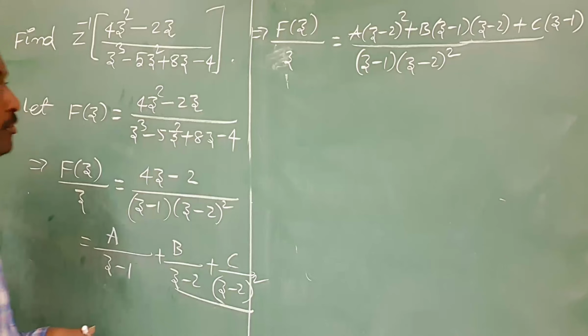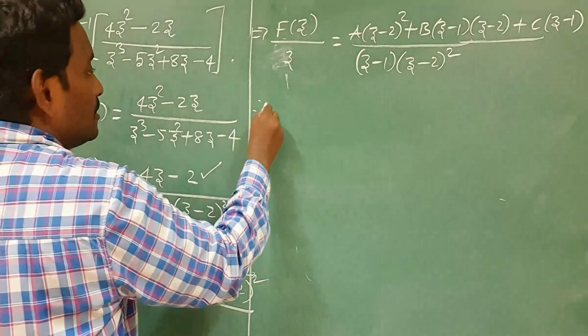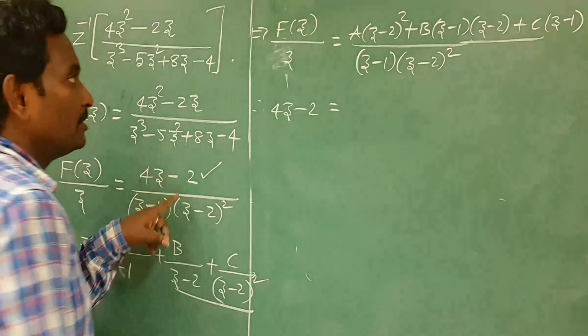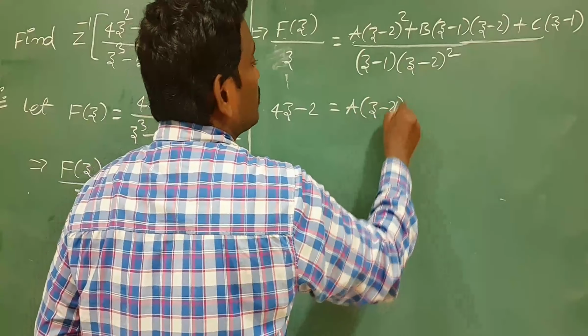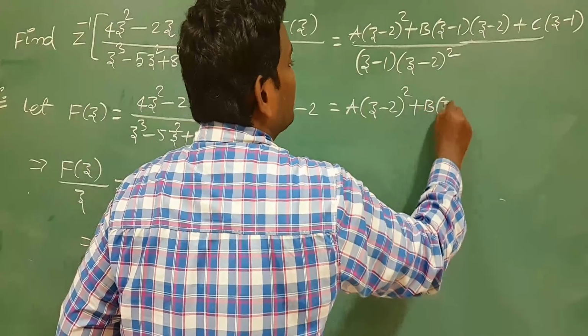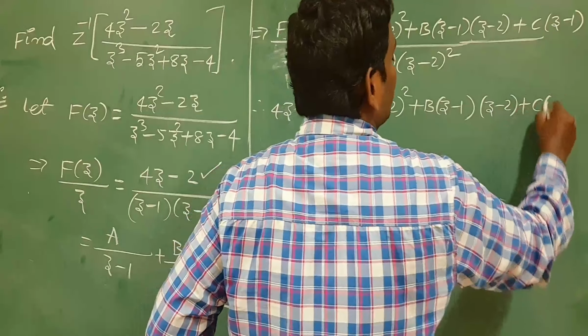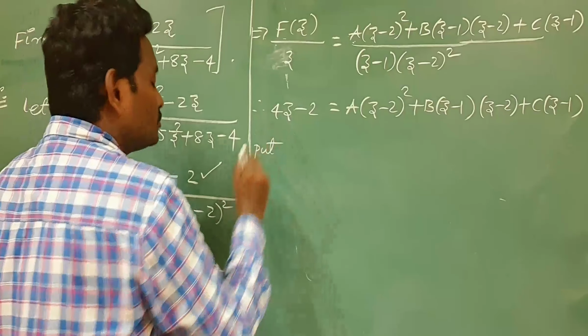So equate the numerator. So what is the numerator? Don't take f of z. Here the numerator is this one. So by equating the numerators you will get 4z minus 2 is equal to A into z minus 2 whole square plus B times z minus 1 into z minus 2 plus C into z minus 1. So for the A value we can use the substitution method.